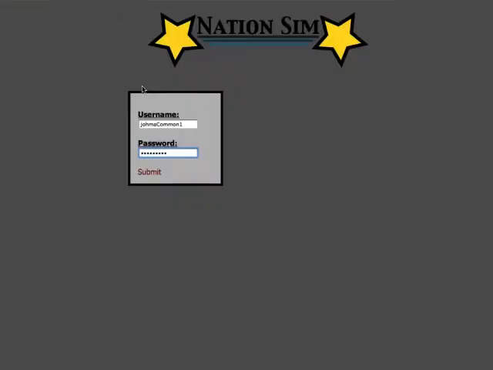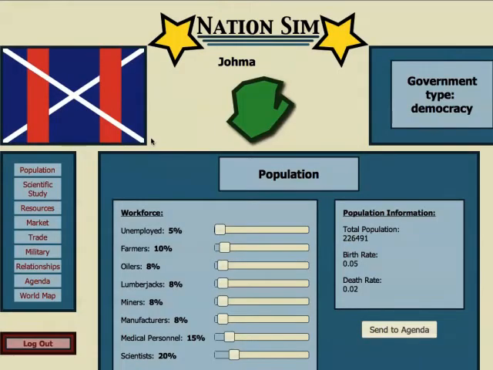What you're looking at now is the NationSim interface. This username will log us into the democratic nation of Joma. Once you're logged in, you'll see your nation's flag, a picture of your nation, and a reminder in the top right of what your government type is.